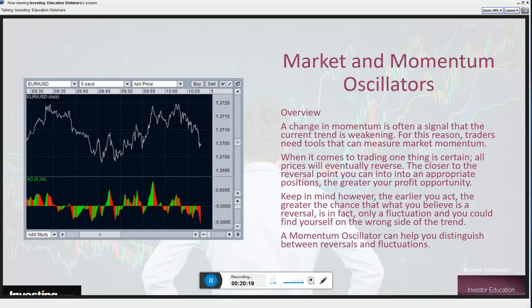A momentum oscillator can help you distinguish between reversals and fluctuations. So you should use something like ROC or momentum as well as RSI and stochastics. Together, they give you a much better set of information. But you should not use them without using other tools like support and resistance, trend lines. No individual tool is enough to tell you anything. Each one is giving you a clue. Each one's giving you an indication.